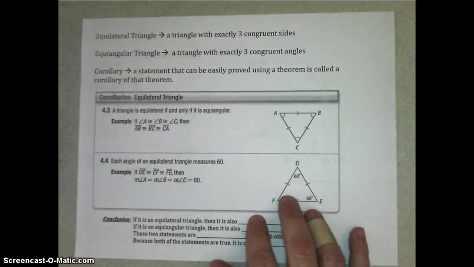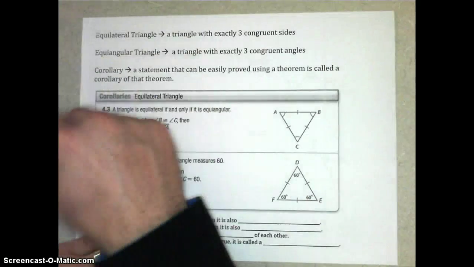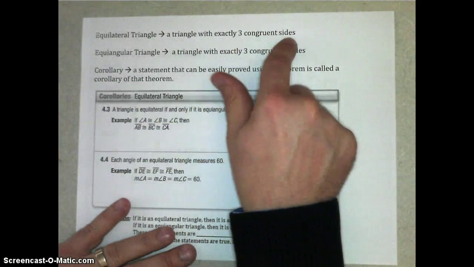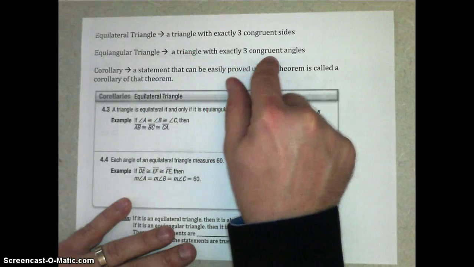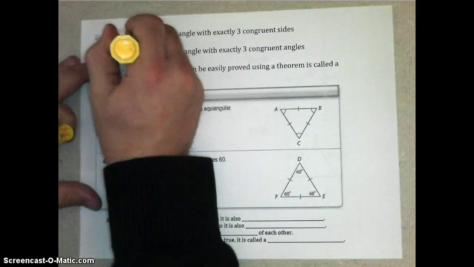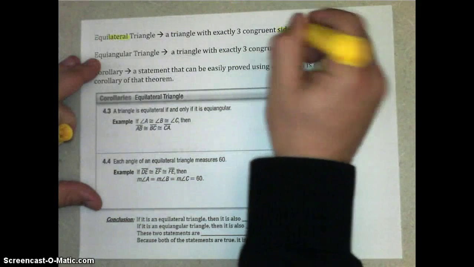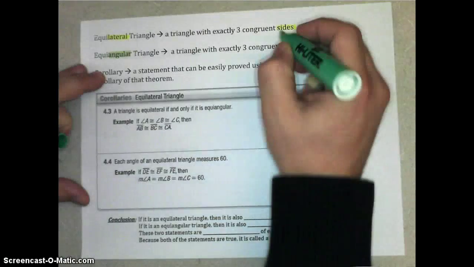All right, let's talk about equilateral triangles then. We need to remember what equilateral triangles are. They're triangles with exactly 3 congruent sides. Equiangular triangles are triangles with exactly 3 congruent angles. Please notice that equilateral refers to sides. Equiangular refers to angles.